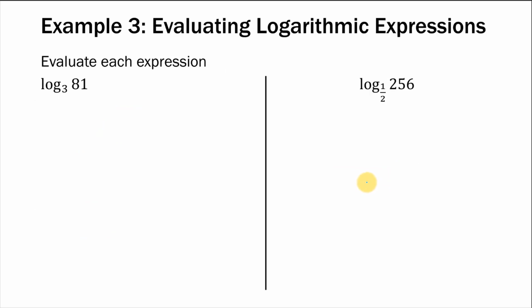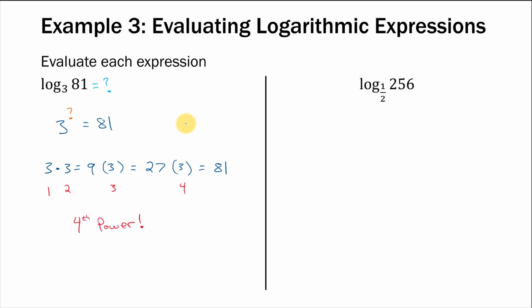Taking a look at evaluating logarithmic expressions now. We're going to evaluate each one of these, so each of these needs to equal something. What this is saying is 3 to what power equals 81. I can think of this as a question mark, and it's the same question mark here. So 3 to what power equals 81? Well, 3 times 3 is 9, times 3 is 27, times 3 is 81. How many 3's do I have? I've got 1, 2, 3, 4 3's. If we raise 3 to the 4th power, we get 81. So log base 3 of 81 is equal to 4 for my final answer.